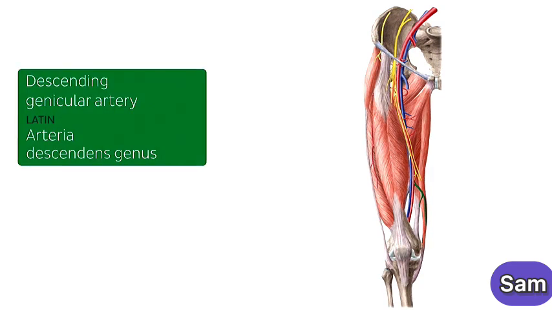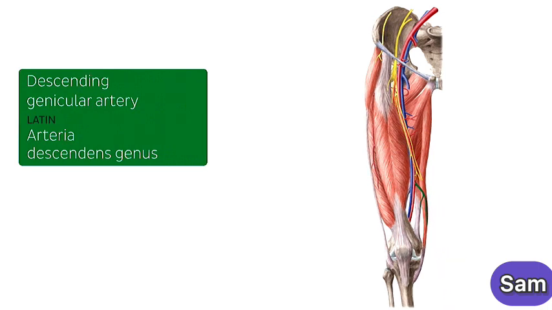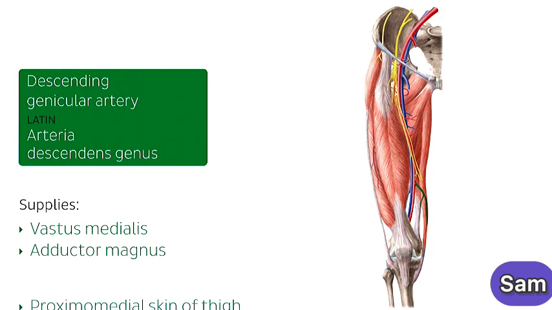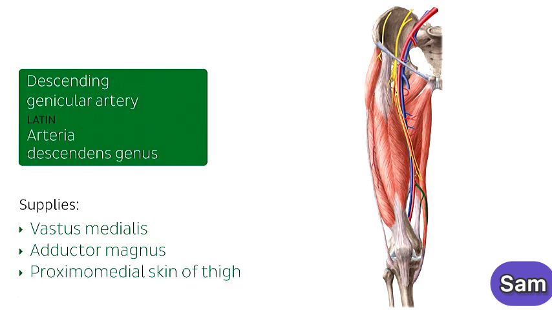This artery is the most distal branch of the femoral artery and arises just proximal to the adductor hiatus. The descending genicular artery descends within the vastus medialis muscle, which has been removed in this illustration to show the artery here. This artery and its branches supply the vastus medialis and adductor magnus muscles, as well as the proximal medial skin of the thigh.